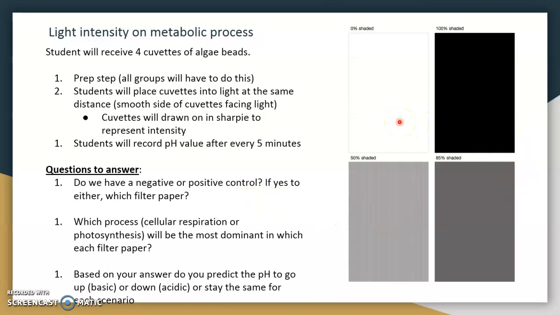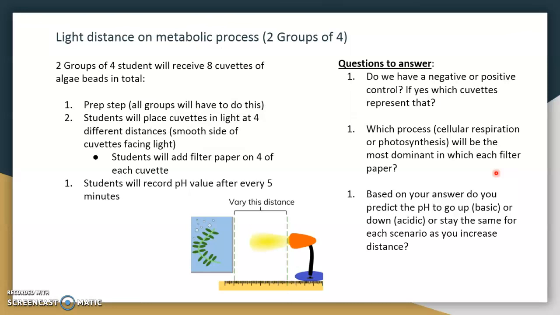What I want everybody to do, whether you're assigned this group or not, is to answer the questions. Do we have a negative or positive control in this scenario? If we do, which one would represent that? Which process would be most dominantly present at each filter? Would it be photosynthesis or cellular respiration? Based on that, what do you think would happen to the acid and base level? Would you see an increase or decrease in comparison to everybody else? So again, you're going to be answering the questions whether you're given this scenario or not.